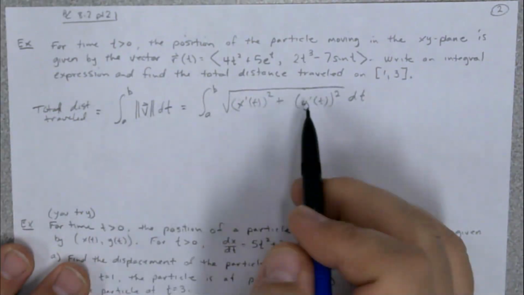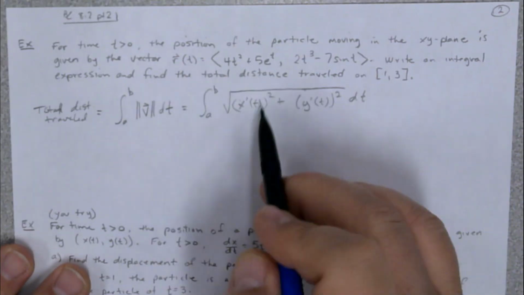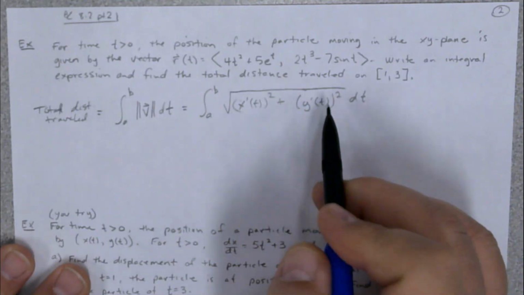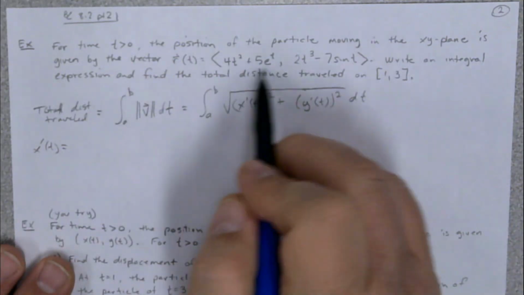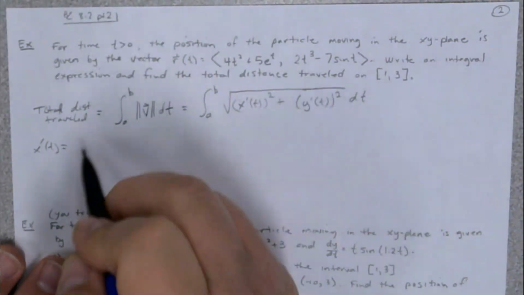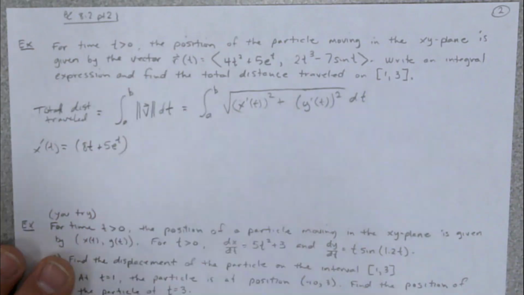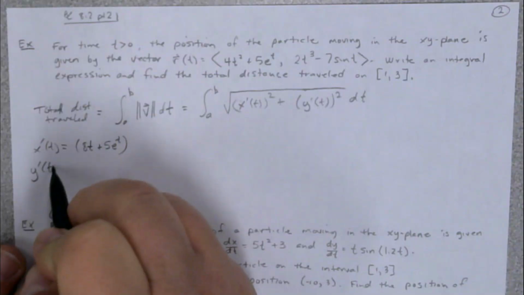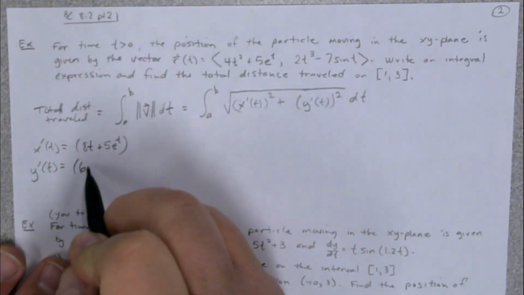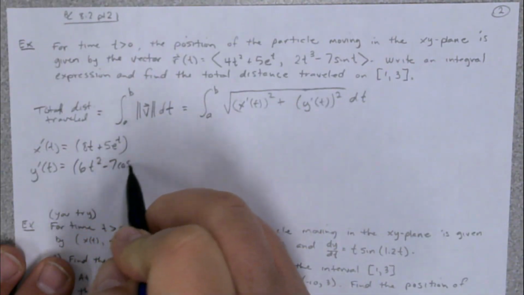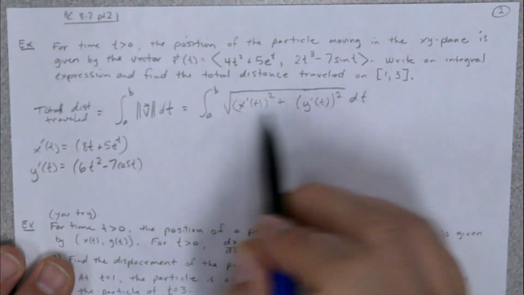So to plug into this formula, from the position of r, I need to find r prime, so I can get these x prime and y prime. So what is x prime of t? Well, it's the derivative of that quantity right there. And so that is going to be 8t plus 5e to the t. And what is y prime of t going to be? Well, that's the derivative of that right there, which is going to be 6t squared minus 7 cosine of t. And so these two quantities that I put in parentheses go in here and replace the stuff inside there.